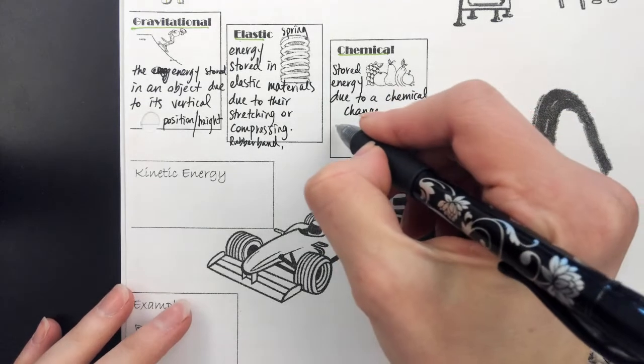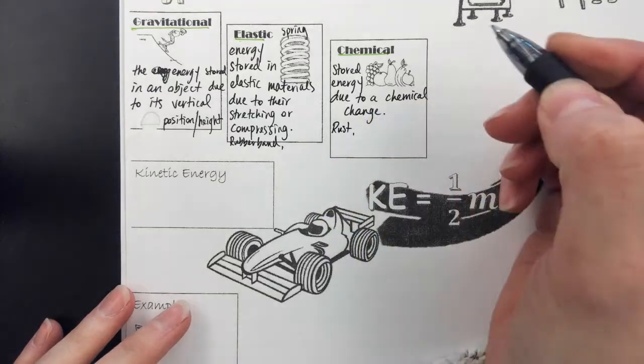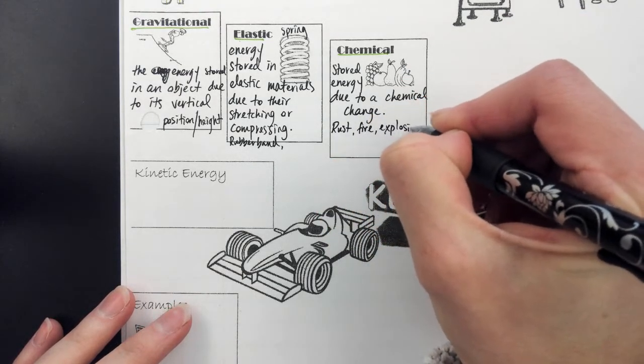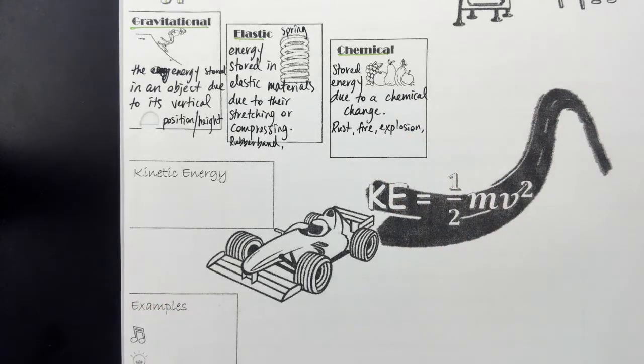So y'all have said some: rust, fire, explosion. Smoke is like a byproduct of the reaction, but these are from chemical reactions, chemical changes. Food rotting. Your food, when it gets digested in your body, that's a chemical change. Inside the food are all of these different atoms, and they're waiting for you to use them.